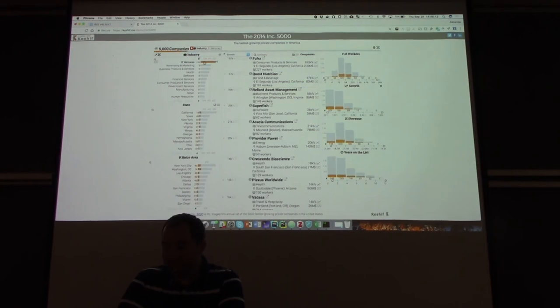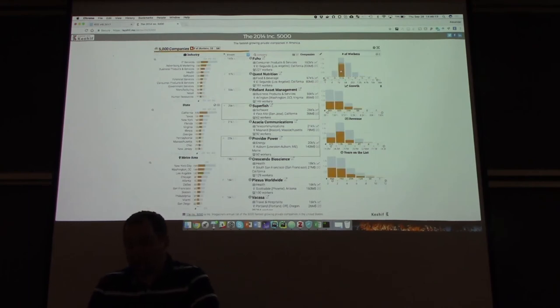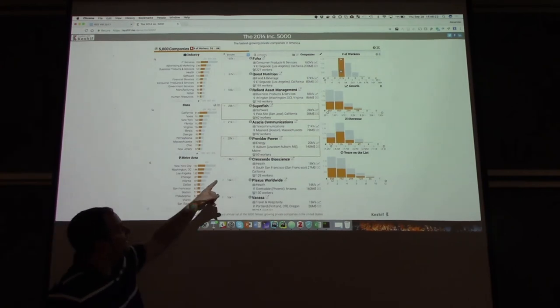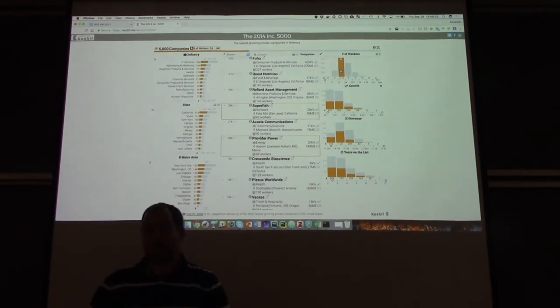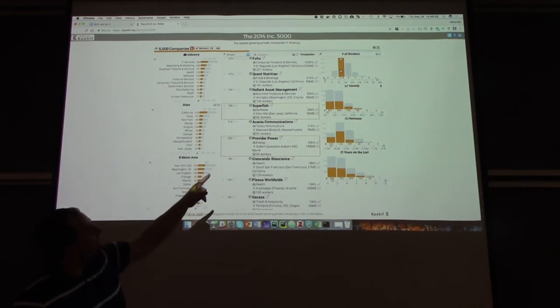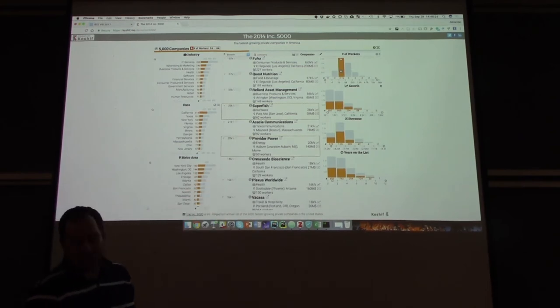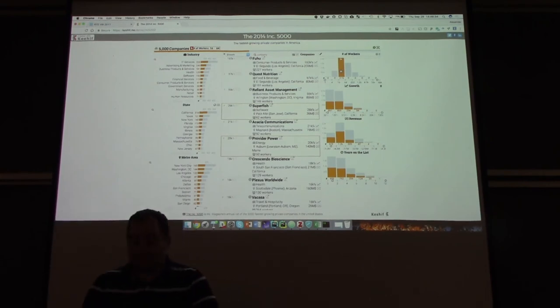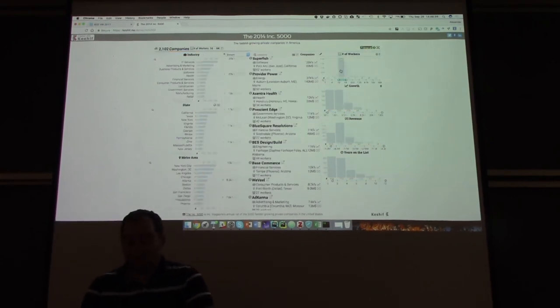And whenever I hover over any of those items, we can see that all of these other views have shared linking, right? And so if I hover here over this bar, we can see that these two companies here, Provider Power and Superfish, are in that subset. And I can see the distribution of this growth segment here in all of these other data sets. And I can also actually lock that in, and now I'm only operating on those data sets, and I can do additional highlights on top of this.